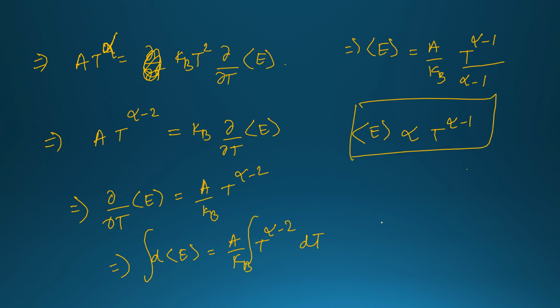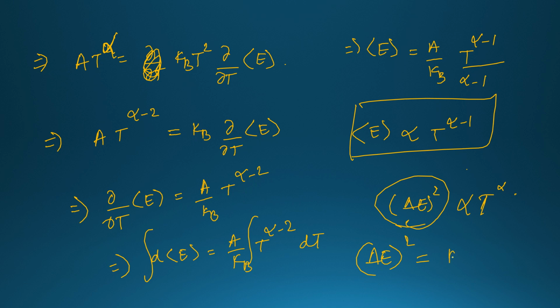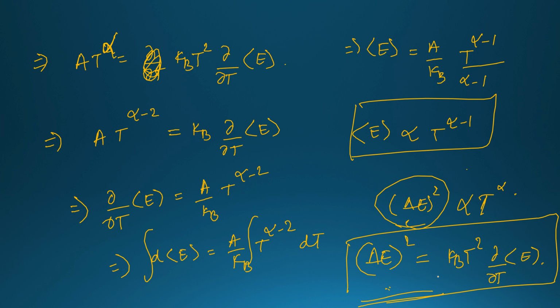So, how I did it: the mean square fluctuation is given, and this is proportional to T to the power alpha. The formula we know is delta E squared equal to kB T squared del by del T of E. So we can solve this question.